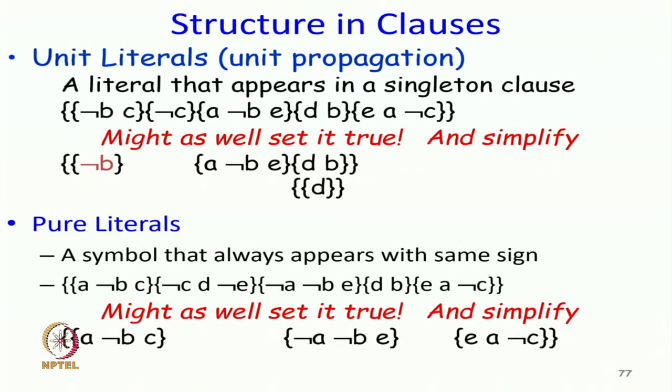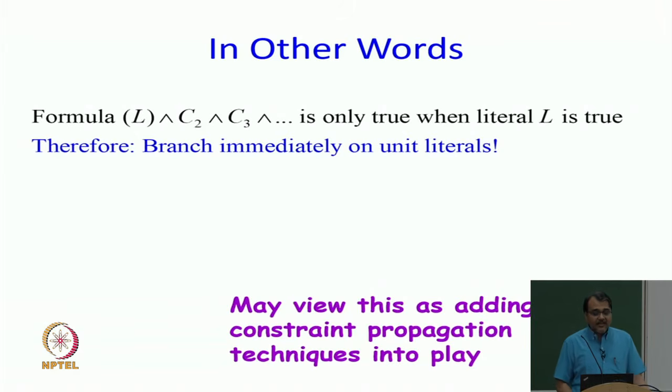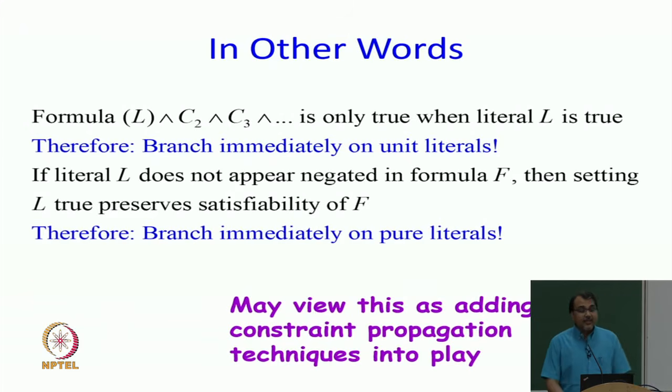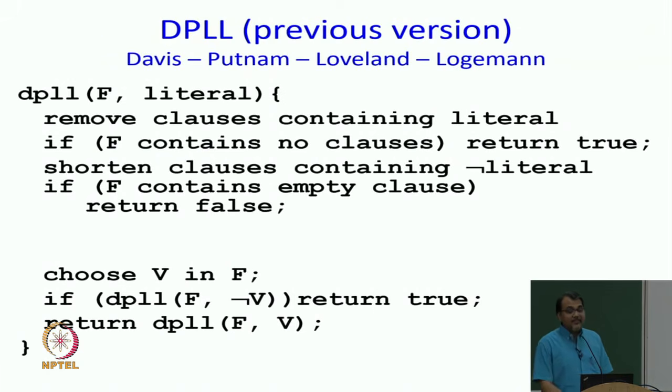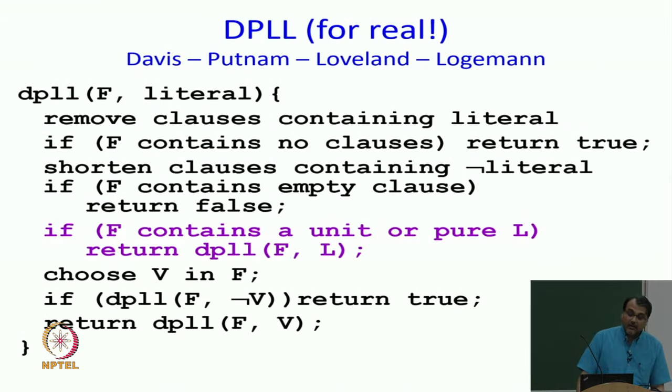Okay. So if a formula is only true when literal L is true, branch immediately on that literal. Those are called unit literals. If L does not appear negated in a formula F, then setting L true preserves satisfiability of F, so branch immediately on pure literals. Again, these can be viewed as adding constraint propagation techniques into play. And so my final Davis-Putnam-Logemann-Loveland algorithm becomes everything that I did earlier, plus if F contains a unit literal or a pure literal, just set it and don't even try the other side and move on.